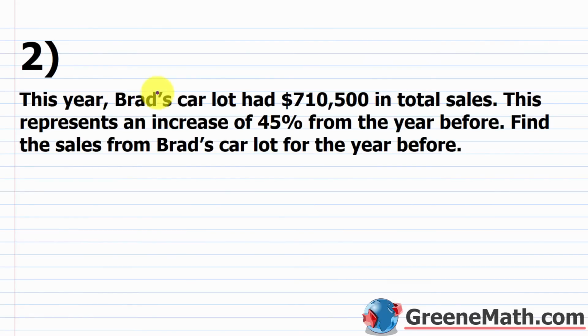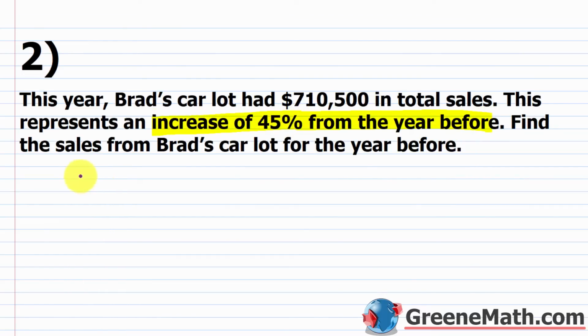So this year, Brad's car lot had $710,500 in total sales. This represents an increase of 45% from the year before. Find the sales from Brad's car lot for the year before. So this is a relatively straightforward problem. I know a lot of people struggle with the percent increase or decrease, but essentially all you want to do is focus on this right here where it says it was an increase of 45% from the year before.